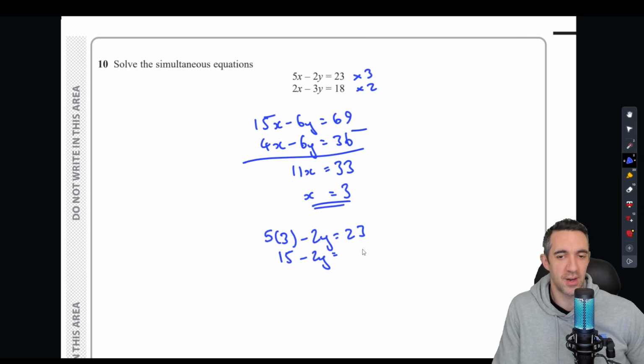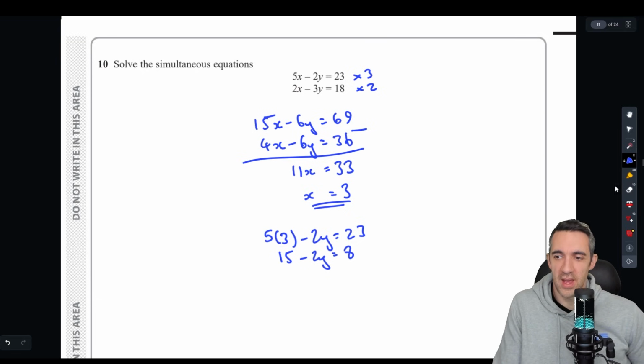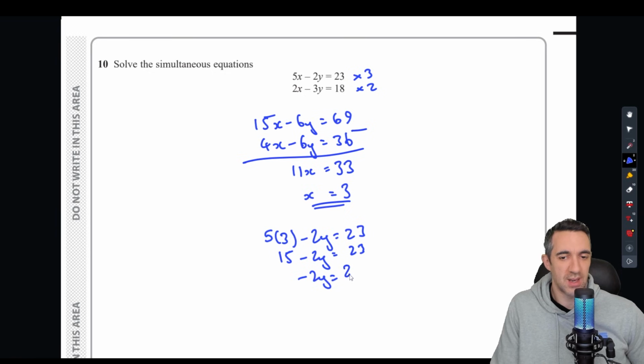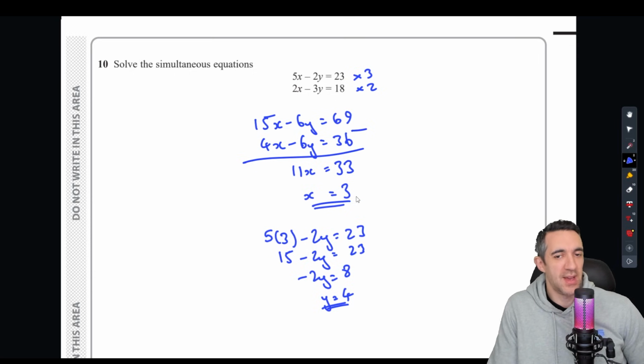Ooh, I've got an idea. I think I know what I'm going to do. Hey, I was thinking ahead there. So 20 still equals 23. So we've got minus 2y equals 23 minus 15 gets me 8. And then I will just divide and forget the minus. There we go. That's an easy one, right? So x equals 3, y equals 4. I've got my error there at the end.